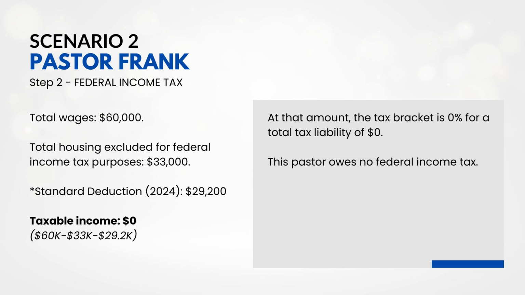To calculate his federal income tax, he takes the full $60,000 and excludes his $33,000 housing allowance and the standard deduction of $29,200. Notice that, unlike Pastor Allen, Pastor Frank has no deduction for half of the Social Security and Medicare tax because there is no Social Security and Medicare tax being paid. Still, Pastor Frank's taxable income is zero, and thus his total tax liability for federal income tax is zero.